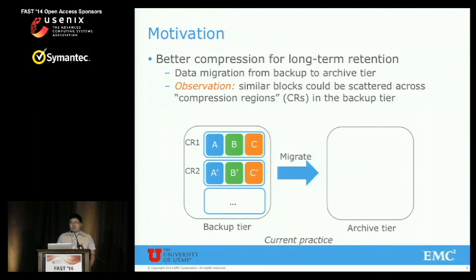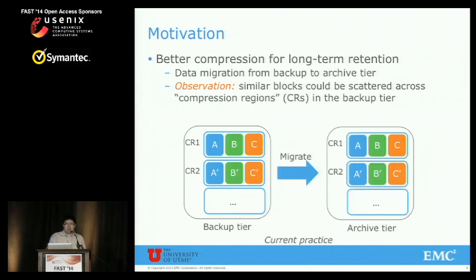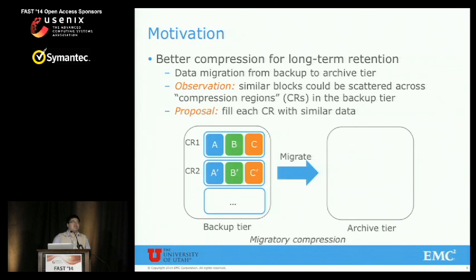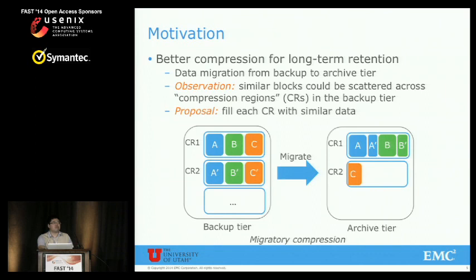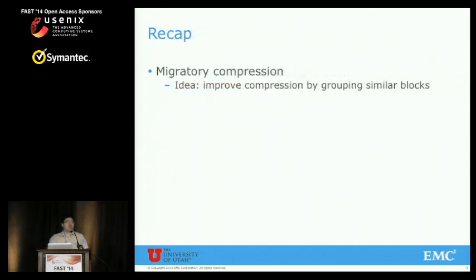The current practice to do data migration from the backup tier to the archive tier is simply copying compression regions from these two tiers, and we might get something like this. What we propose is, during this data migration, we could actually do more work to identify similar blocks and then compress similar blocks into the same compression region, and thus improve compressibility and reduce the disk space consumption for the archive tier.